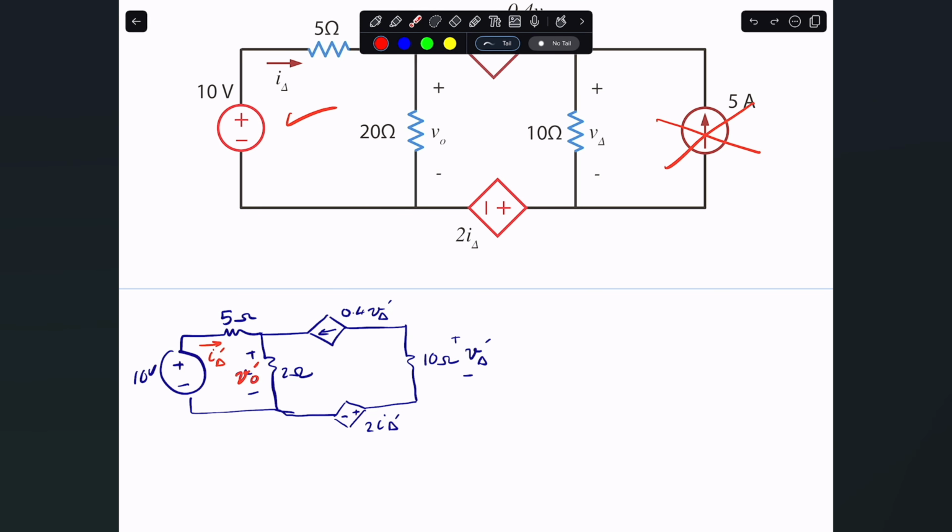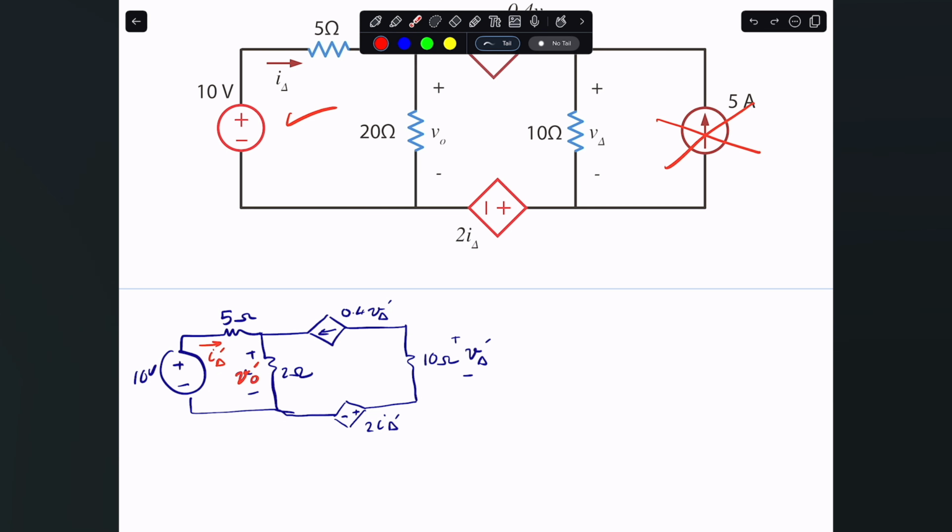So I can of course write nodal or mesh, and I think these are the only two options I have. If I'm to write mesh, let me do a quick analysis. I have two essential nodes, which means I have to write one nodal equation. But if I write mesh, I'll have to write a mesh current in here and a mesh current in here. And I know this one based on this particular current, so I'll end up with one mesh. So either way is fine.